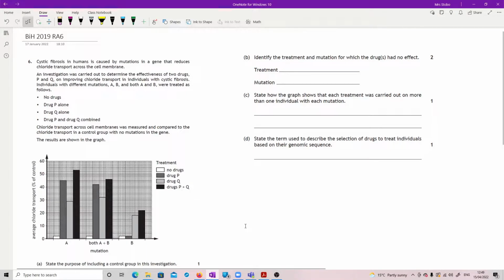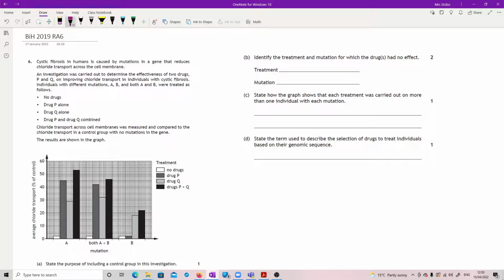Fibrosis. Question 6. Cystic fibrosis in humans is caused by mutations in a gene that reduces chloride transport across the cell membrane. An investigation was carried out to determine the effectiveness of two drugs, P and Q, on improving chloride transport in individuals with cystic fibrosis. Individuals with different mutations, A, B, and both A and B, were treated with either no drugs, P on its own, Q on its own, P and Q combined.